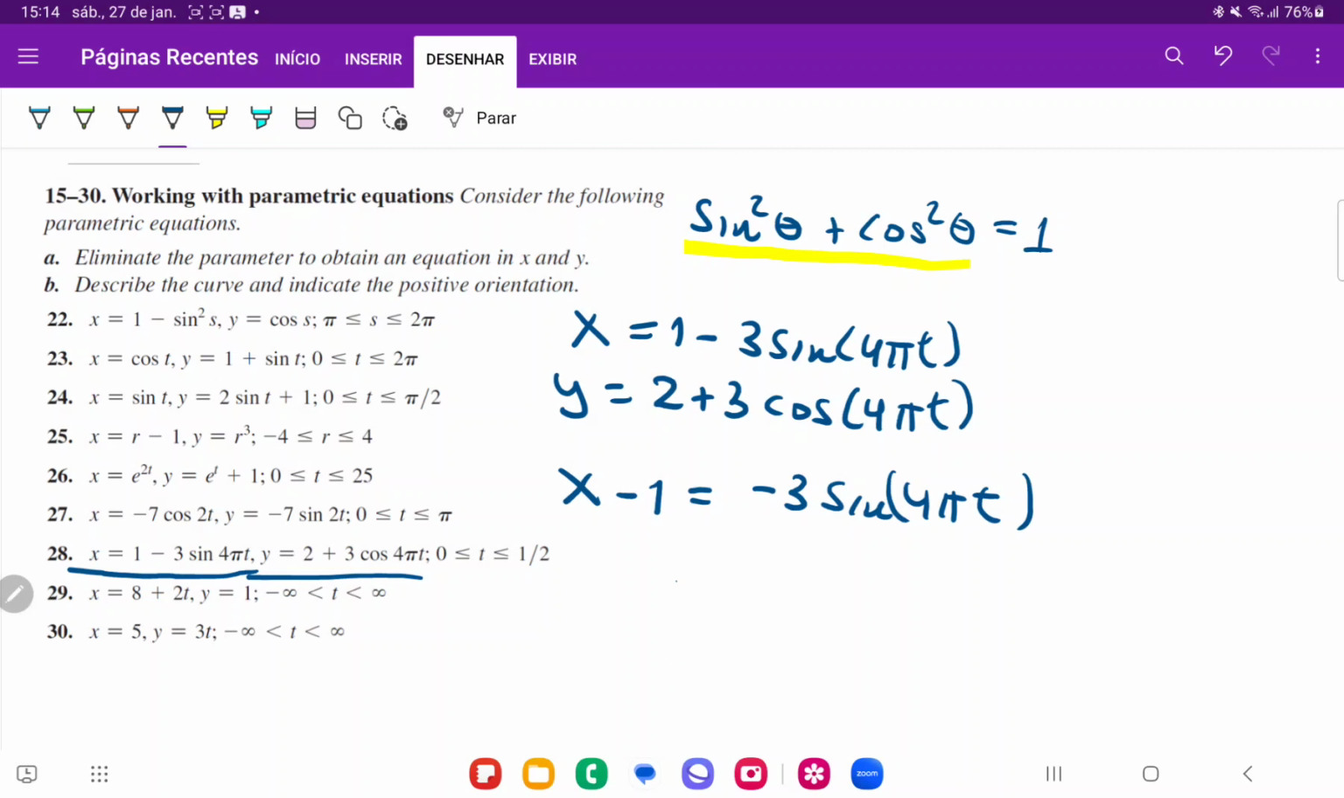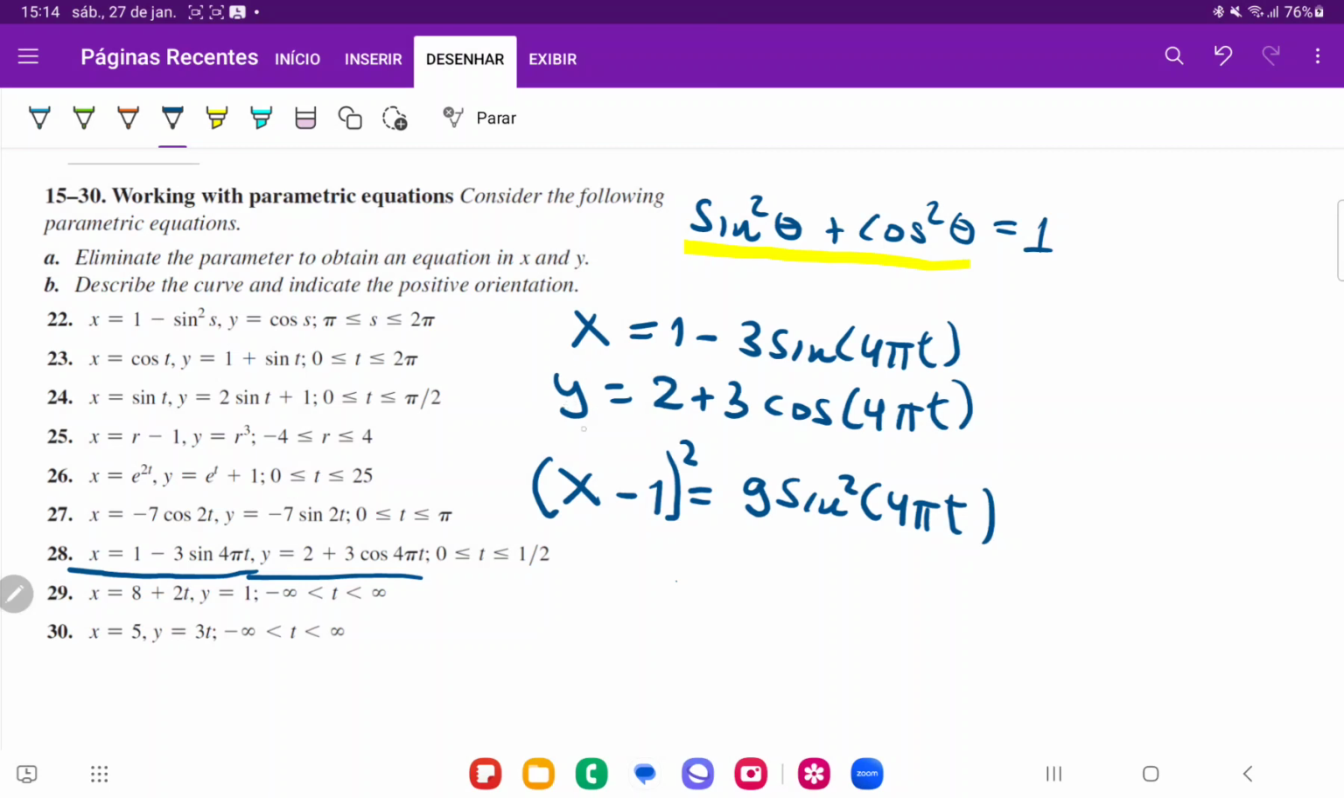Once I have this, I'm going to square both sides. So on the left-hand side, I have x minus 1 squared. And on the right-hand side, I'm going to have minus 3 squared, which is 9, times sine squared of 4 pi t. So I have brought the 1 to the left-hand side, and I squared everything because now I have a sine squared term, which is what I need for my identity.